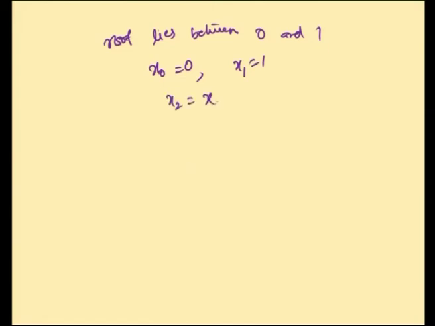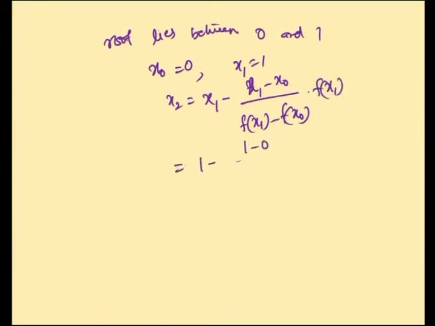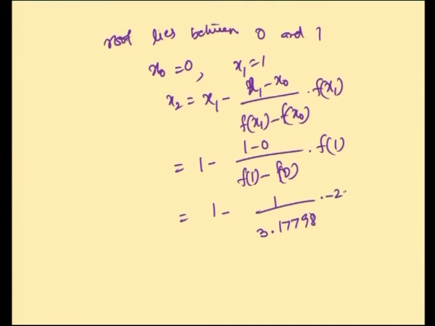So, x2 is equal to x1 minus [x1 minus x0] divided by [f(x1) minus f(x0)] into f(x1). That is 1 minus (1 minus 0) divided by (f(1) minus f(0)) into f(1), which is equal to 1 minus 1 by 3.17798 into minus 2.17798. The answer is 0.31467. This is x2.